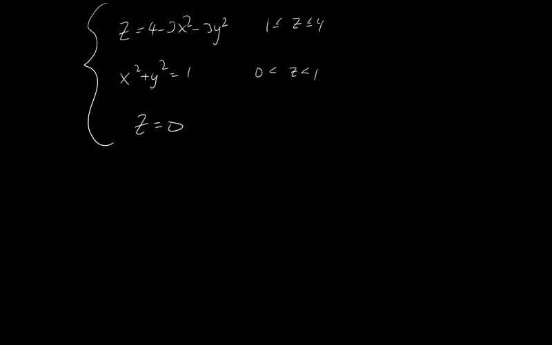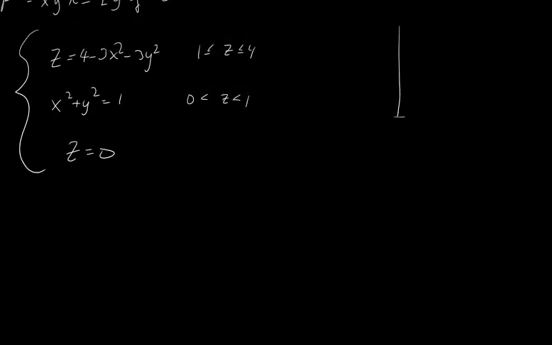So we have x, y, z. Okay, so 4 minus 3x squared minus 3y squared. This is going to be a paraboloid opening down. So this is going to be coming down from z is 1 to 4. So 1, 2, 3, 4. In the xz plane, that trace here is just going to be 4 minus 3x squared. So at 0, of course, that's going to give us 4.